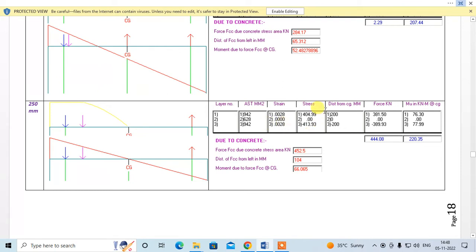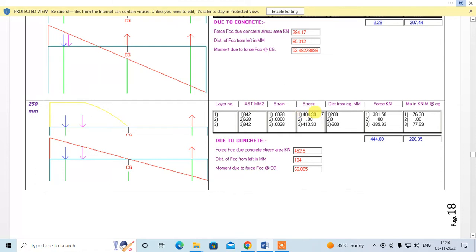Now you can see over here, though the strains over here and over here are the same, the stresses are different because this is still under compression. So from the table you get this stress, but that has to be deducted by 0.447 fck because this is under compression, right? So that is why this is deducted by 0.447 fck.